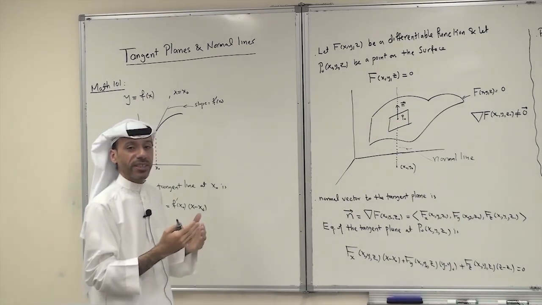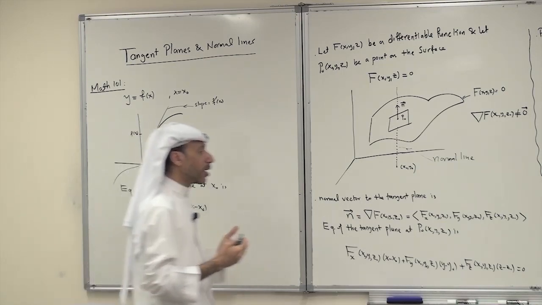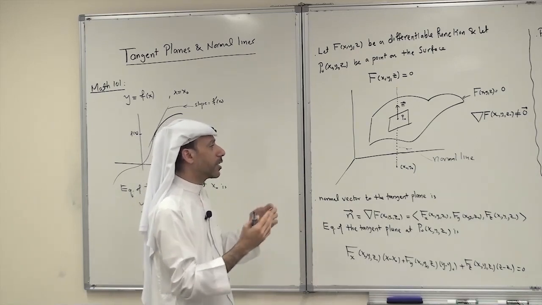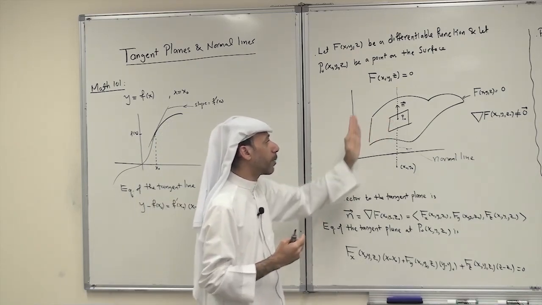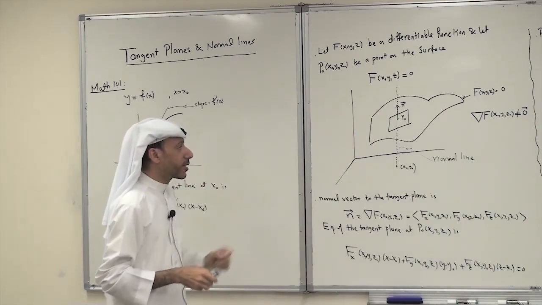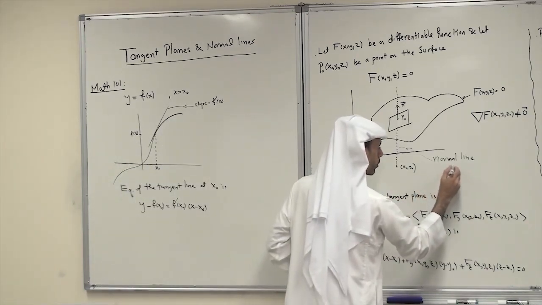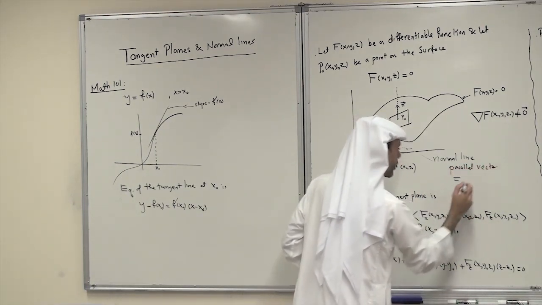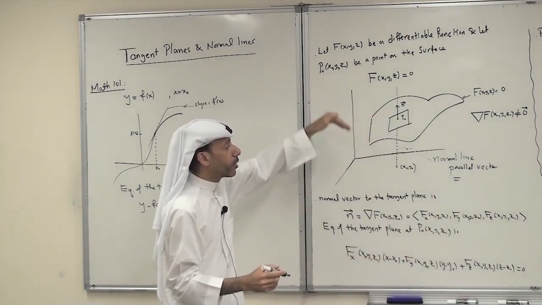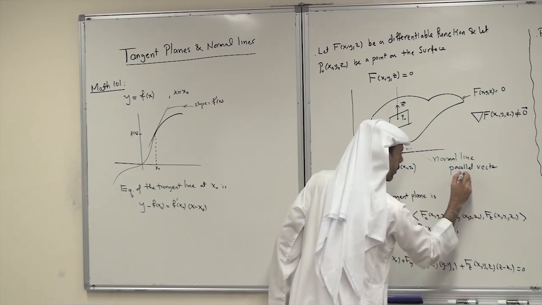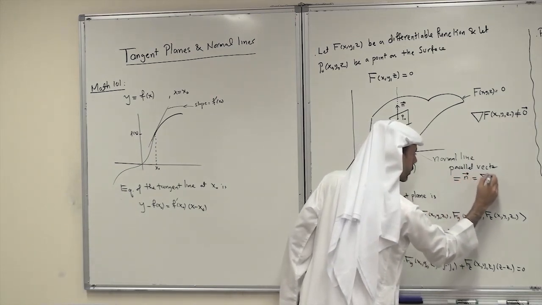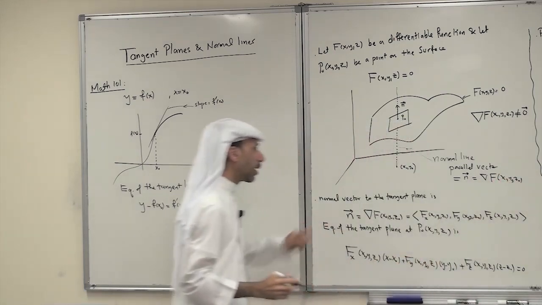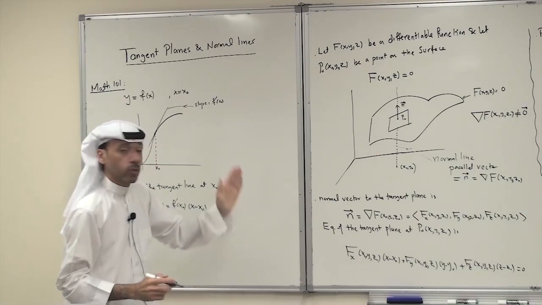How to find the parametric equations of this normal line? Well, to find parametric equations for any line, you need a point, and we have the point, and we need a parallel vector. Here in this case, the parallel vector is really n itself, the normal to the plane, which is the gradient of f at x0, y0, z0. So this is the parallel vector to the normal line.